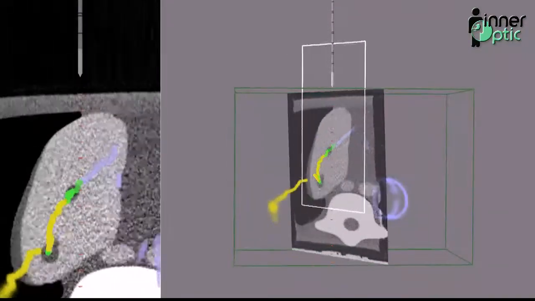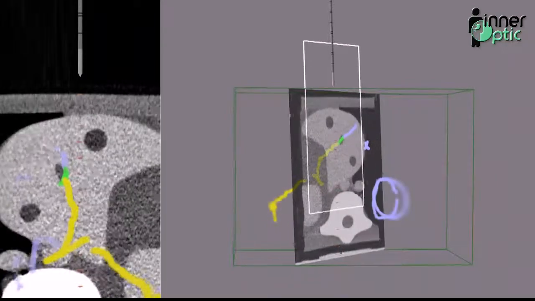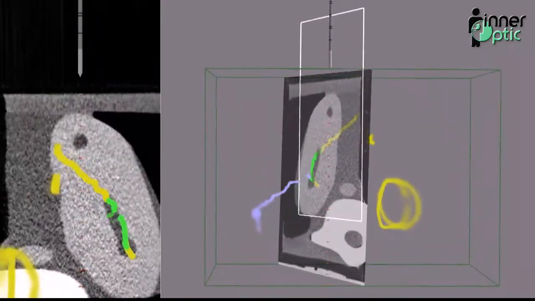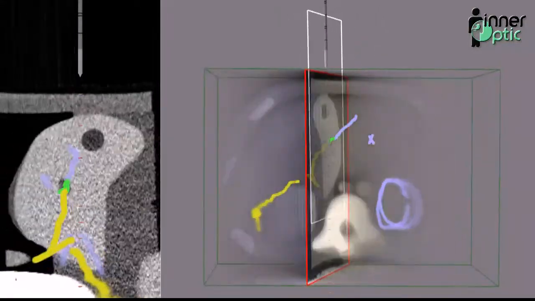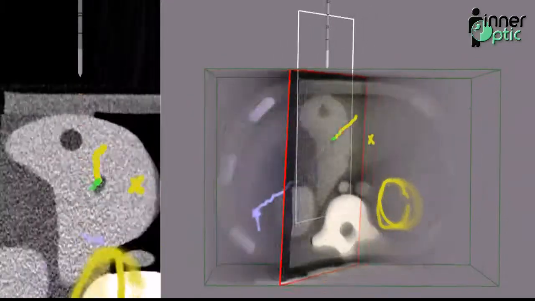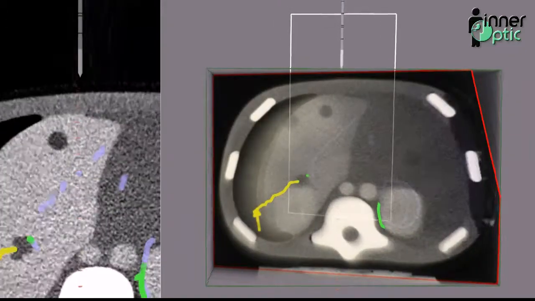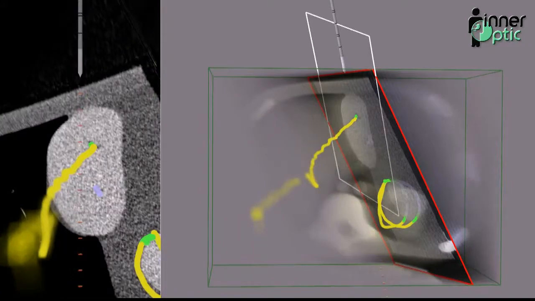I can change the cutting plane by spinning the needle along its axis, and the same is true for the volume visualization. That can be manipulated using the needle. Finally, this of course can be used to target the needle as well, not just navigate the data set.